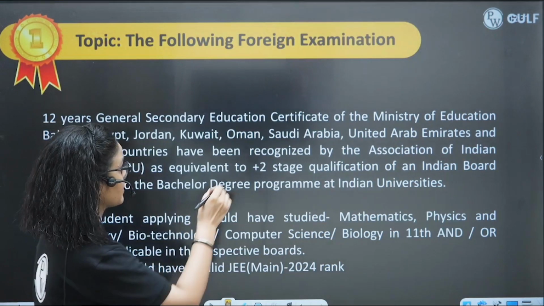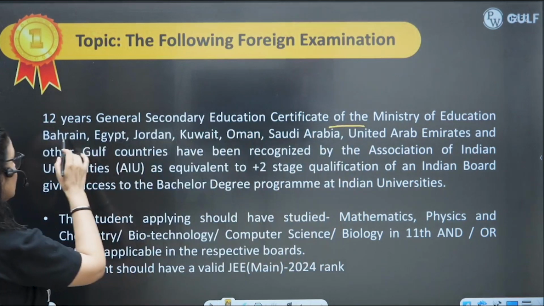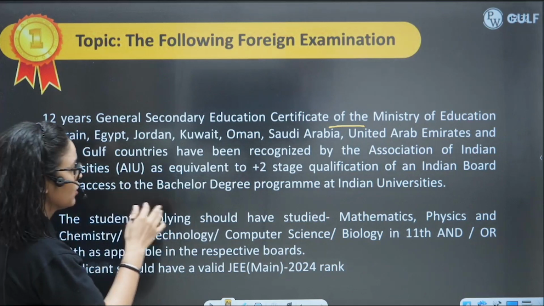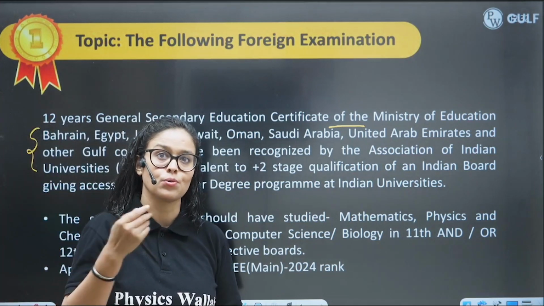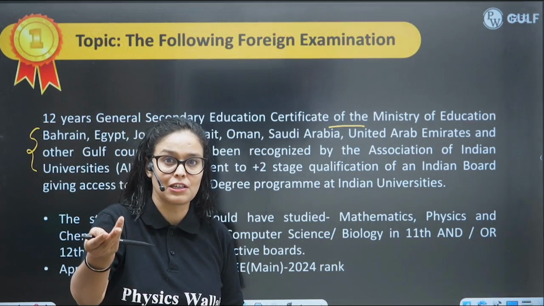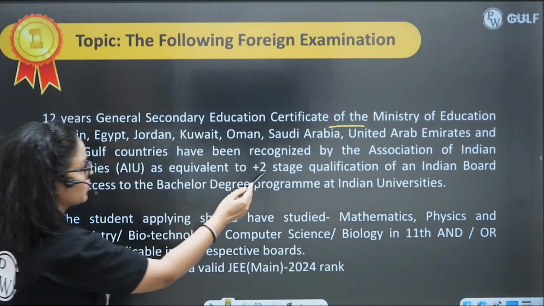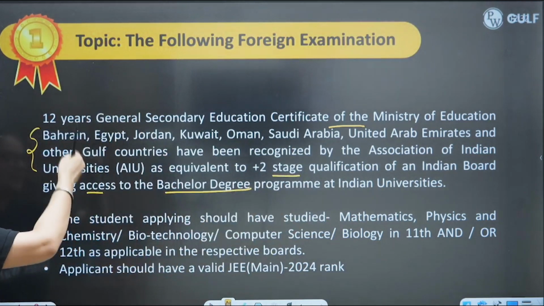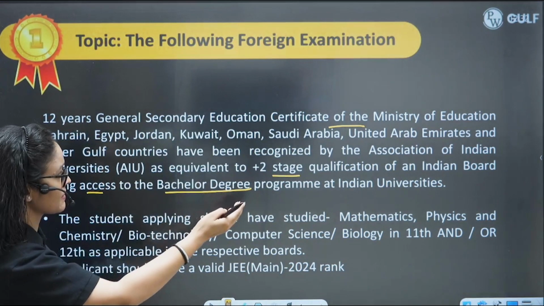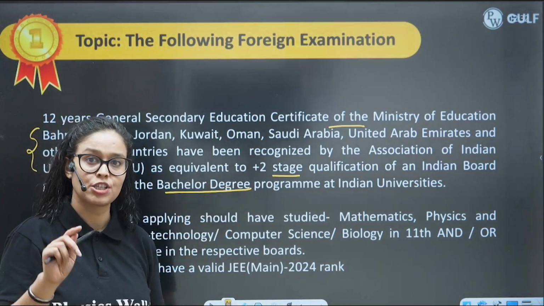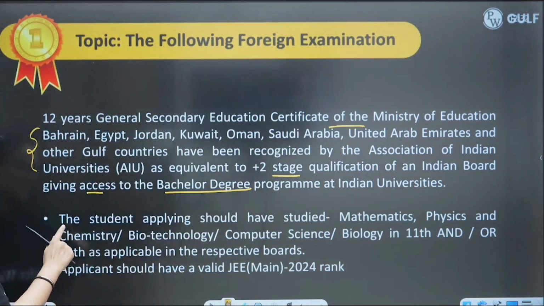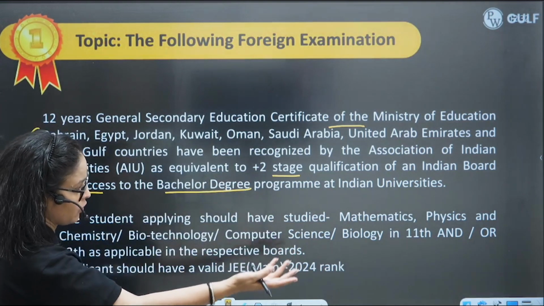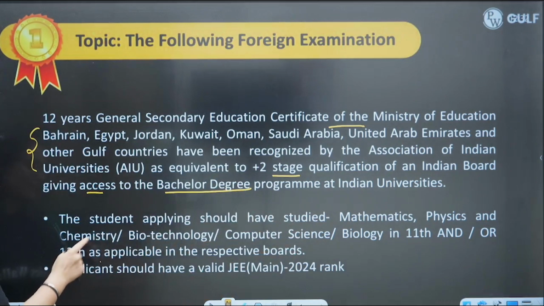The 12 years general senior secondary certificate of the Ministry of Education. So these countries are given over here, which are recognized by the Association of Indian Universities. If these kids are studying here, they will also get a particular quota, which we'll see. It is equivalent to the +2 stage qualification of the Indian board, giving access to a bachelor degree program at university. So if you are in these countries and doing this +2 stage, you are qualified for the DASA scheme. The students applying should have studied mathematics, physics and chemistry, or biotechnology, or computer science, or biology in 11th and 12th, applicable in the respective boards.